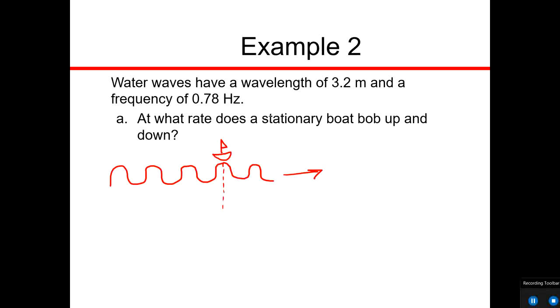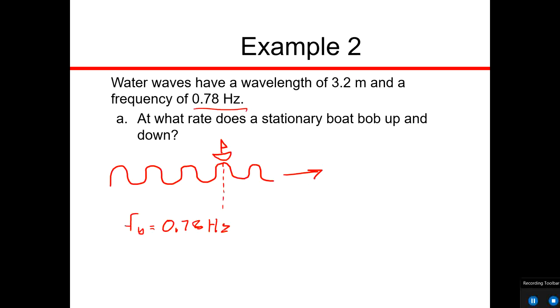So if the waves are traveling at a frequency of 0.78 hertz, the question is, how fast is the boat moving up and down? The boat isn't contributing to the frequency. It's only the waves that are causing the boat to move. So if the waves are moving at a frequency of 0.78, then in this question, the boat would also be moving at a rate of 0.78 hertz. So it's moving at the same rate as the waves.